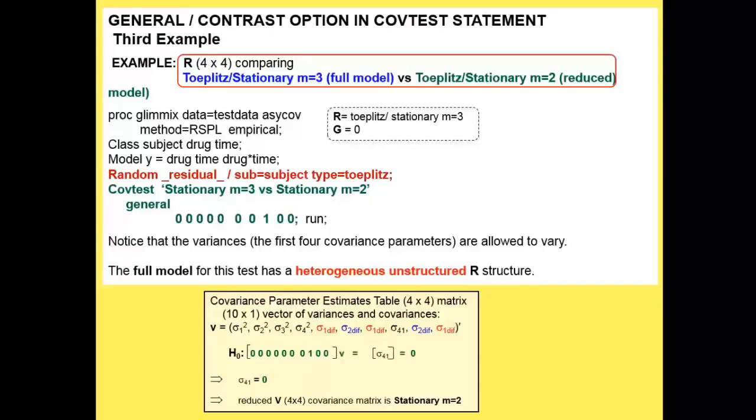Right. So it may be that rather than that long matrix that you've written out, it may actually be shorter. So if you wanted to go from, say, stationary 4 to stationary 3, you might just write 0, 0, 0, 1, as opposed to all of that. But I think all of this general COVTEST stuff is based off of what the covariance parameter estimates table says. So always look at that to get an idea of what kind of matrix you're writing.